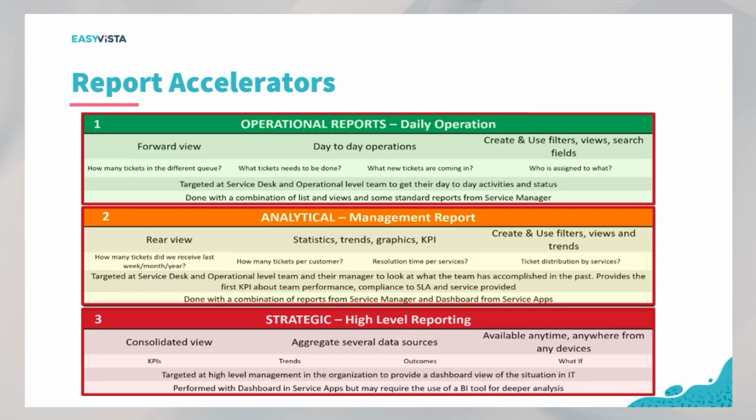Now, our reports are built on three different layers, three different views. We have our operational reports, which deal with a forward view of tickets. What are you expected to do? What is in your queue? It helps you manage your queue, understand who's working on what, how many tickets you have, and their priorities. Reports such as current open changes.